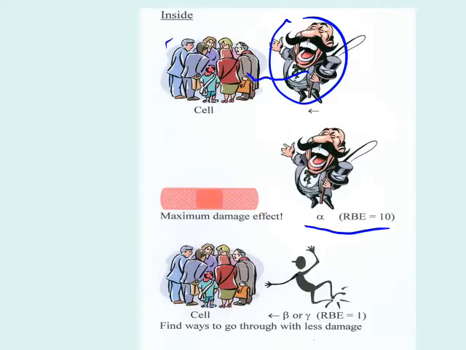On the other hand, if this is a skinny guy who's trying to go through the crowd, he can find enough passage to cut through without much problem. Same is the case when beta and gamma are outside. They don't cause as much damage as alpha does. So RBE, relative biological effectiveness, for beta or gamma is 1, whereas in the case of alpha it is 10 times greater.